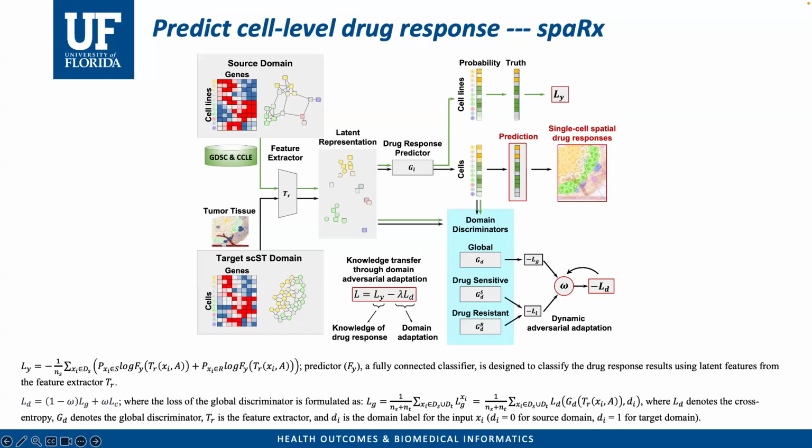The third component is the drug response predictor over there. If the latent representations from the source and target domain can fuse very well, then we can use the knowledge, what we call the labels, from the source domain to predict the labels of the target domain.